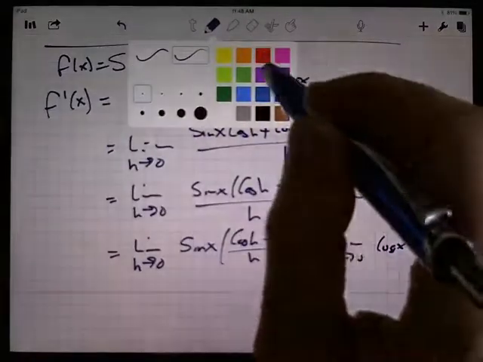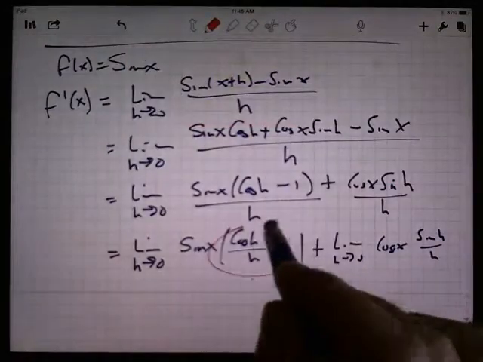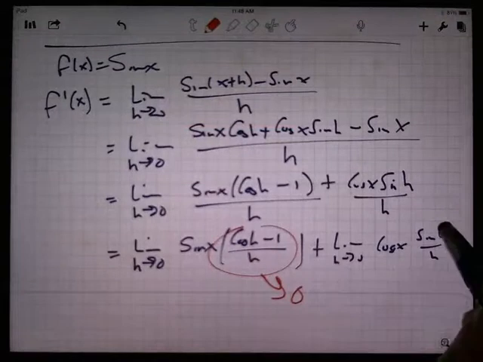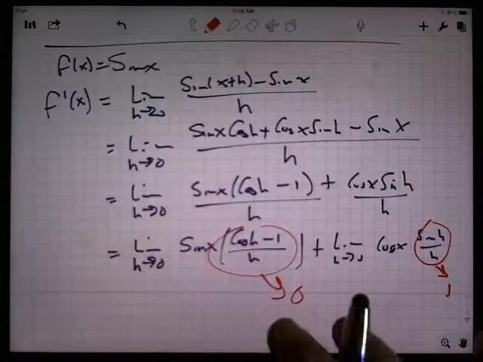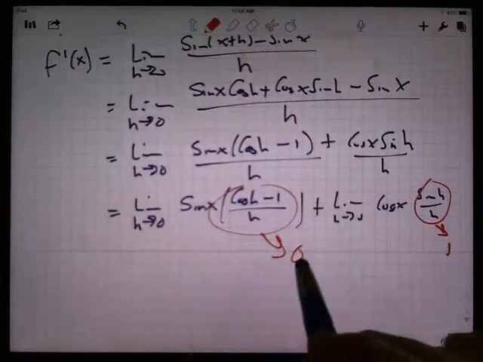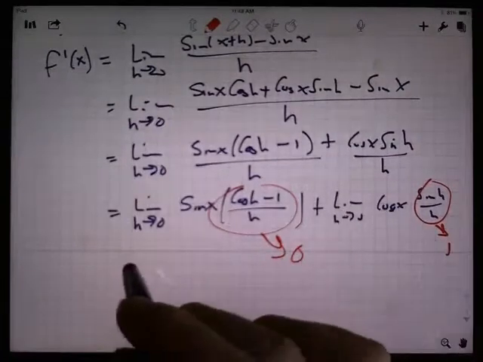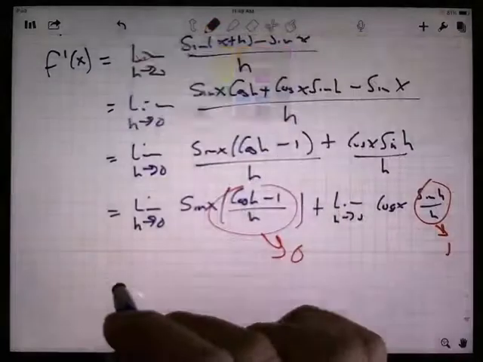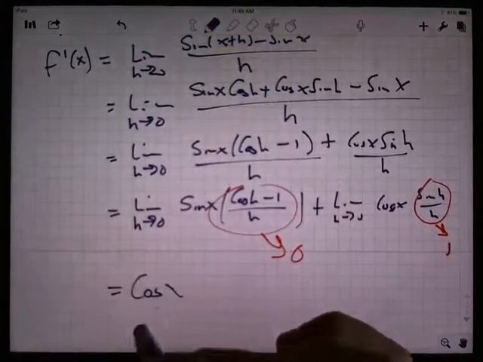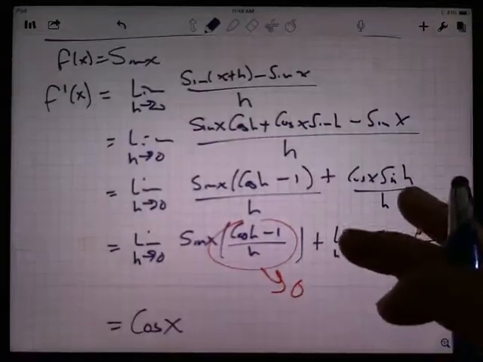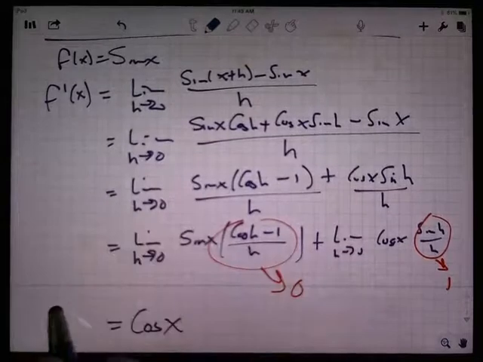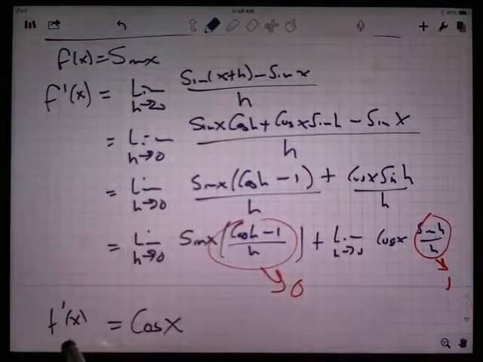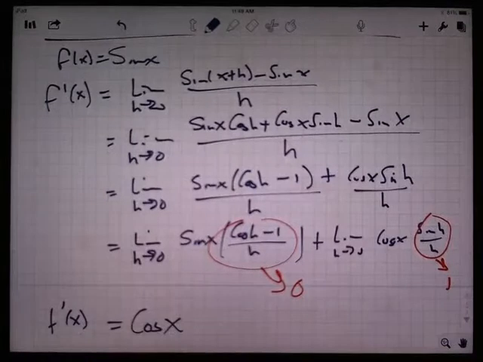As h goes to 0, this thing right here goes to 0, and this thing right here goes to 1. So what I'm looking at is the sine of x times 0 plus the cosine of x times 1, which leaves me just with the cosine of x. So where did I start? I started with the function being sine of x, and the derivative is cosine of x. So sure enough, the derivative of sine x is cos x.